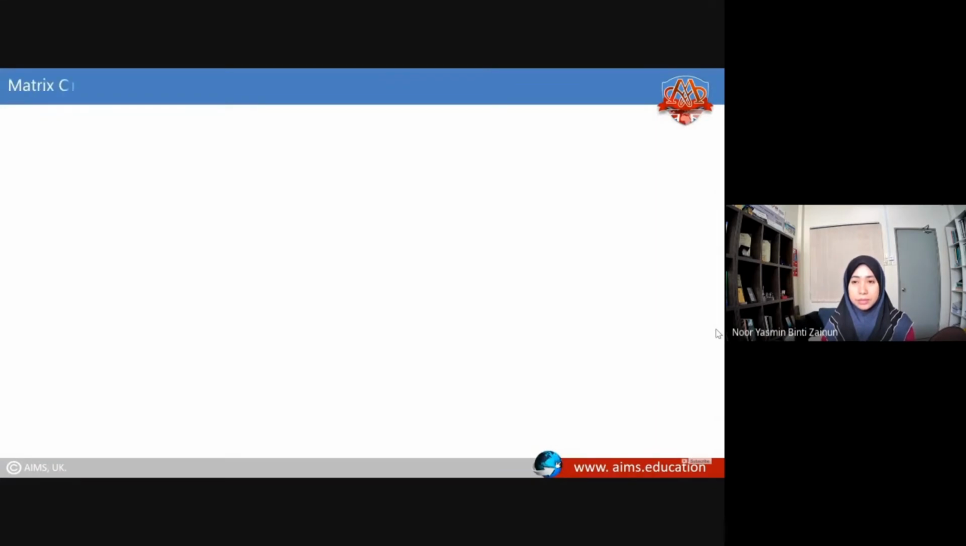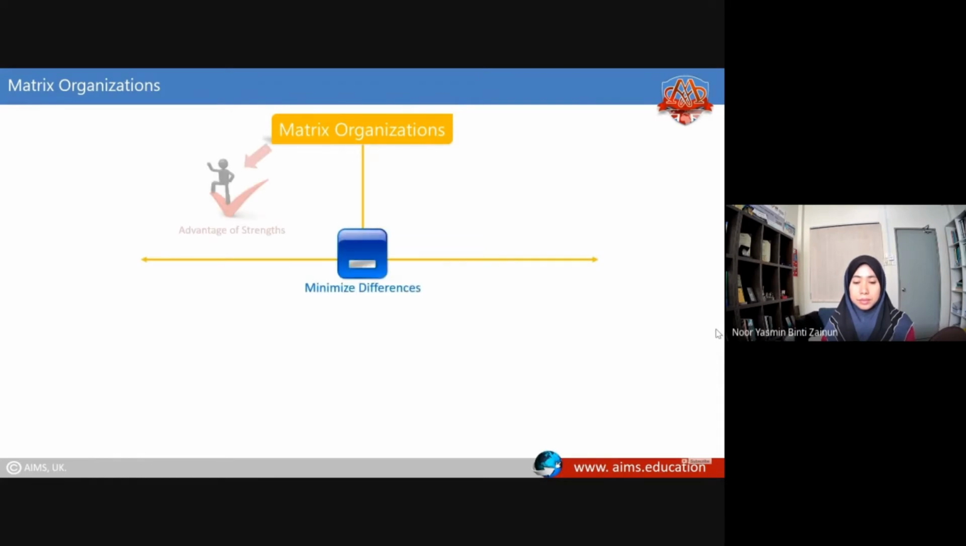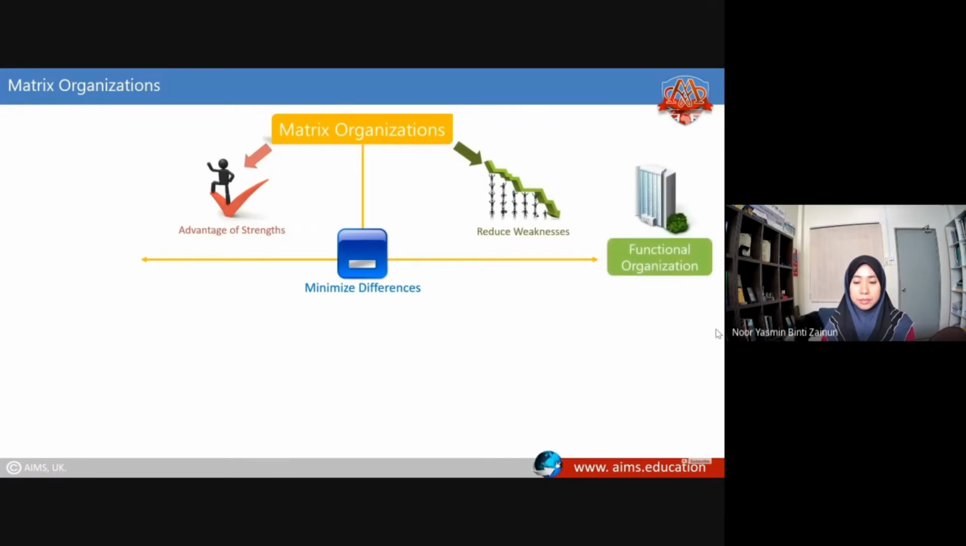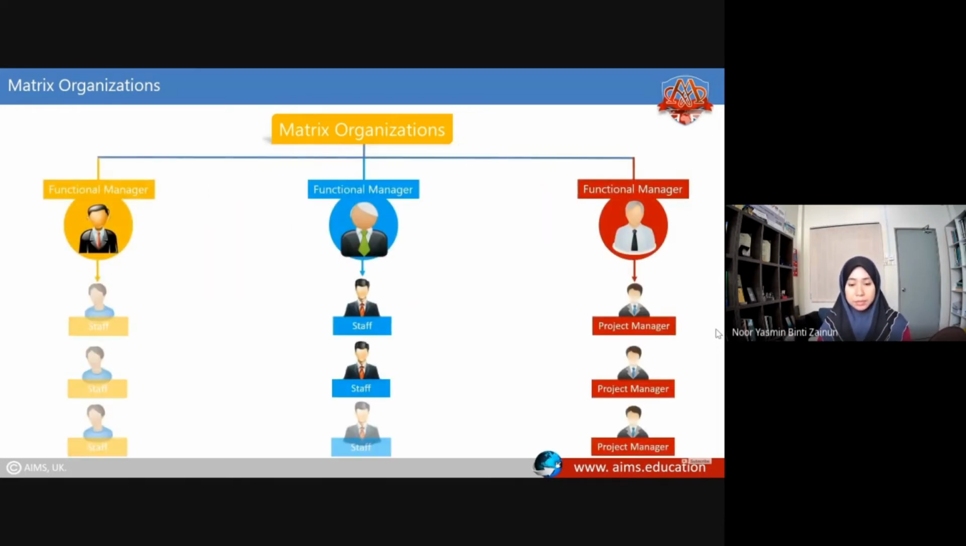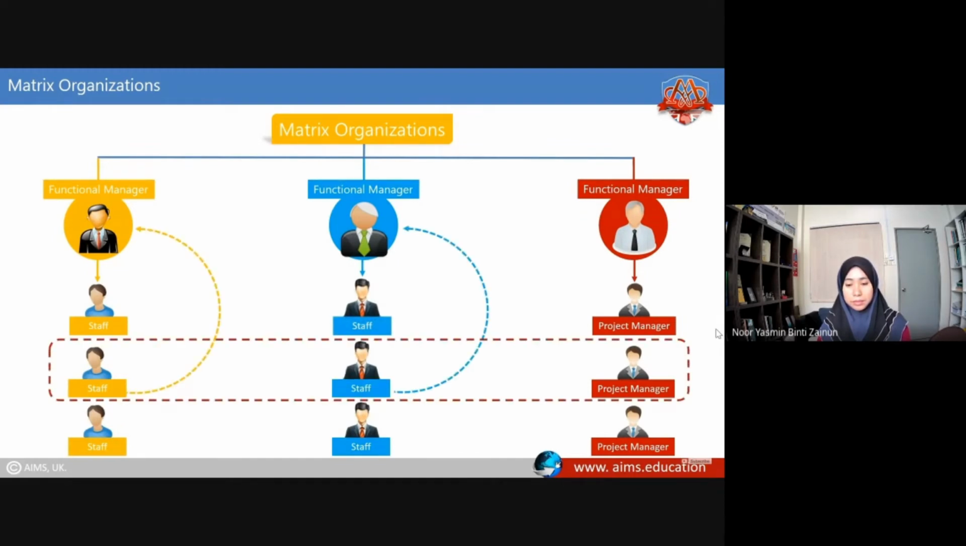Let's understand the matrix organizations. Matrix organizations came about to minimize the differences between, take advantage of the strengths, and reduce weaknesses of the functional and projectized organizations. The best of both organizational structures can be realized by combining them into one. Employees in a matrix organization report to one functional manager and to at least one project manager.